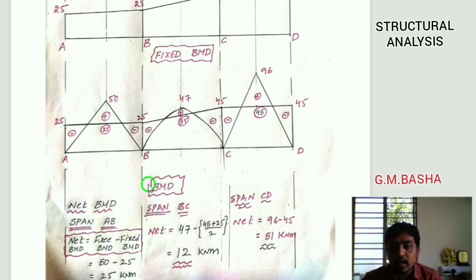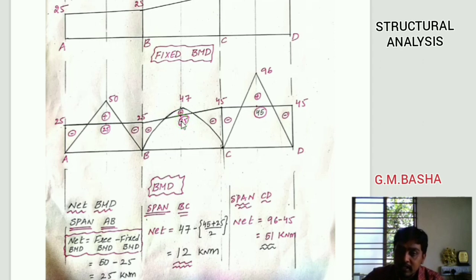For example, if you see the span BC, the ordinate point will be 47, but at the B position it will be 25 and at the C position it will be 45. So how will you get this one? I want the ordinate point exactly at the center of the span. If I want the center, at one side the ordinate point will be 25, and on the other side 45. So if I want exactly the center ordinate point for the fixed bending moment, I take the average of that, 25 plus 45 by 2, and you will get the ordinate point 35 exactly under the load.